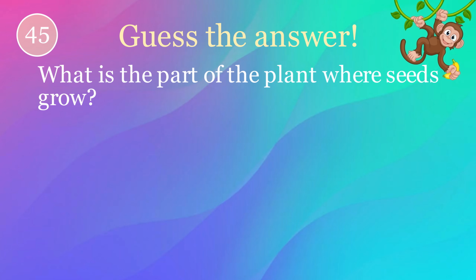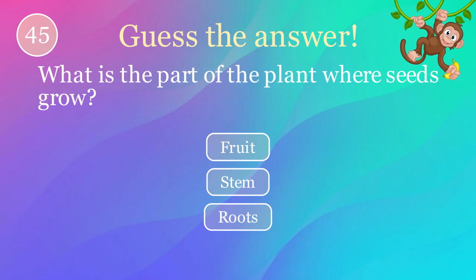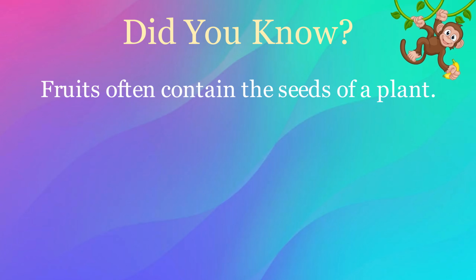What is the part of the plant where seeds grow? Fruit. Stem. Roots. The correct answer is fruit. Here's an interesting fact: fruits often contain the seeds of a plant.